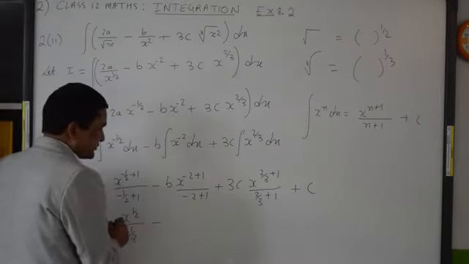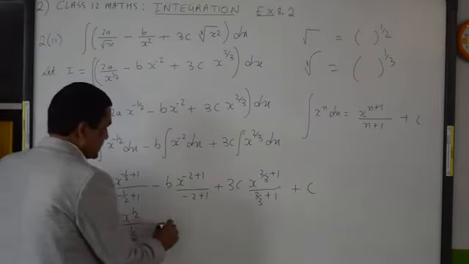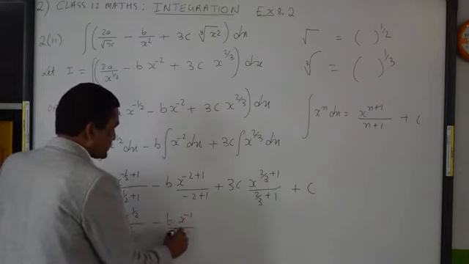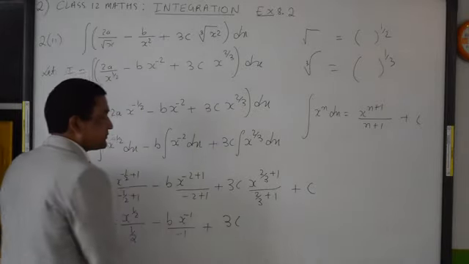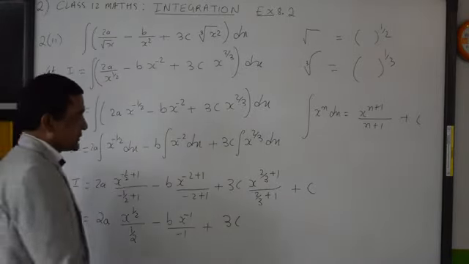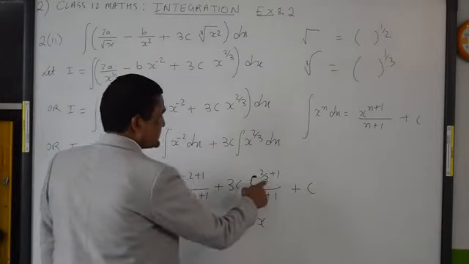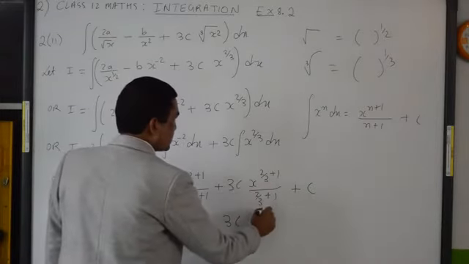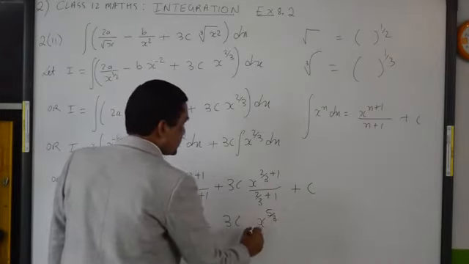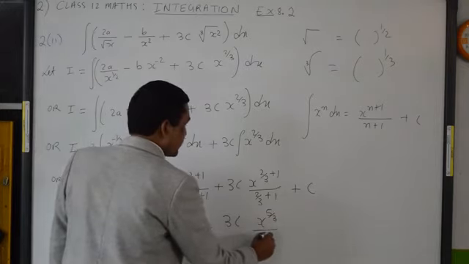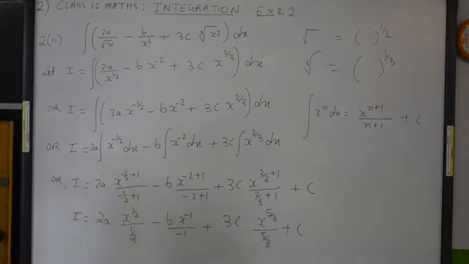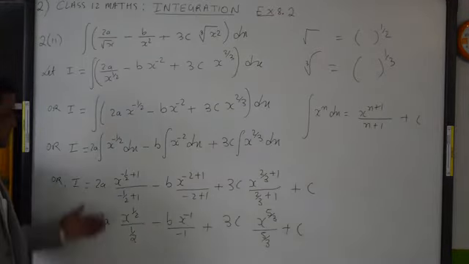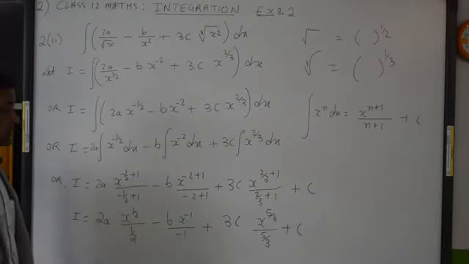Then minus b, x to the power minus 1, down is also minus 1. Then plus 3c, then x to the power, do that here, 3 plus 2, 5 by 3, divided by this also 5 by 3, plus c. Now beautify the answer, beautify the sum, because integration is over, now beautification is left. Now we have to make the sum handsome.